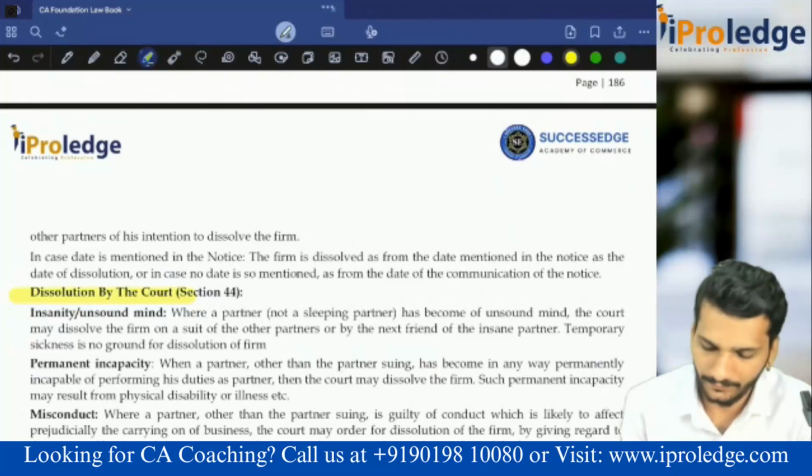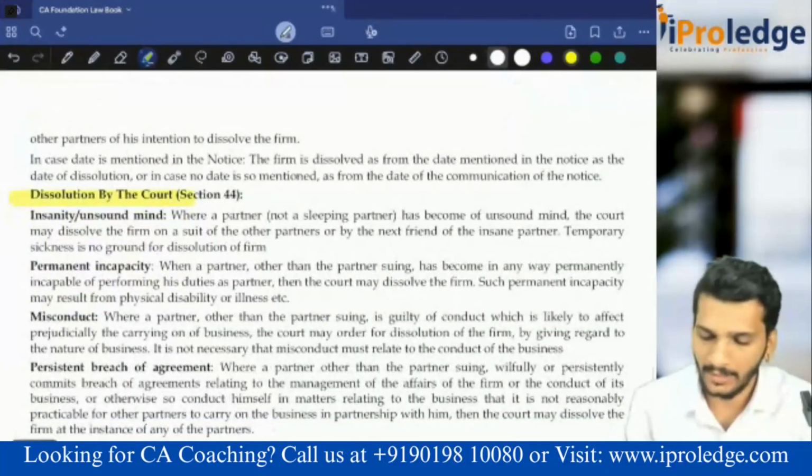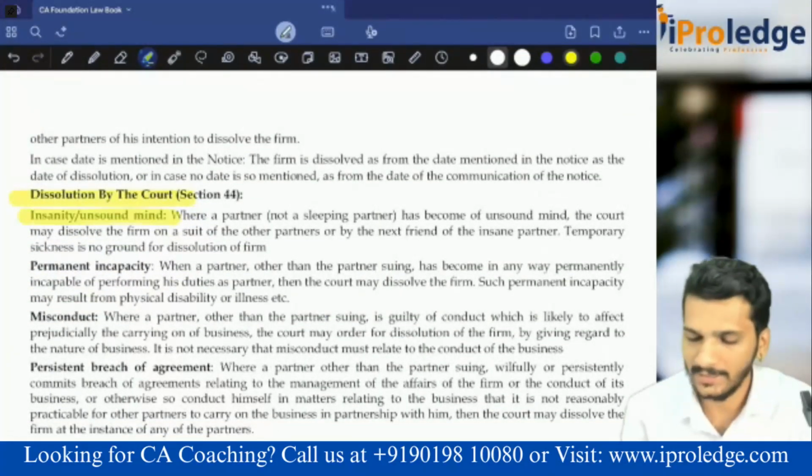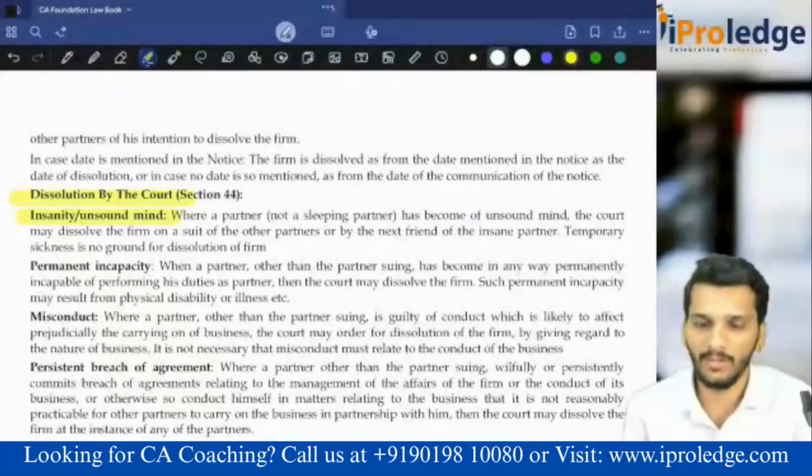Then dissolution by the court, whenever it happens that a partner has insanity or unsound mind, then it has to be compulsorily dissolved.